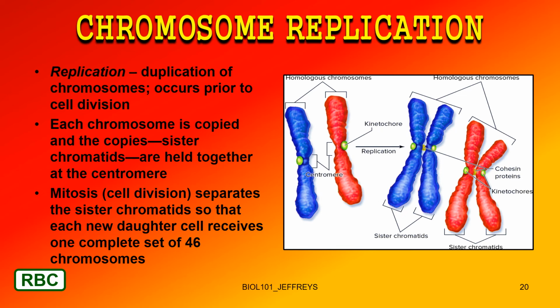So, chromosome replication, here we go. Replication is duplication of chromosomes. It occurs prior to cell division. We have to make another copy of our chromosomes before we divide them into two halves so that each daughter gets a full complement of chromosomes. The process is called replication. So what happens? Each chromosome is copied, and the copies, sister chromatids, are held together at the centromere. So we know that already. So here are your sister chromatids held together at the centromere.